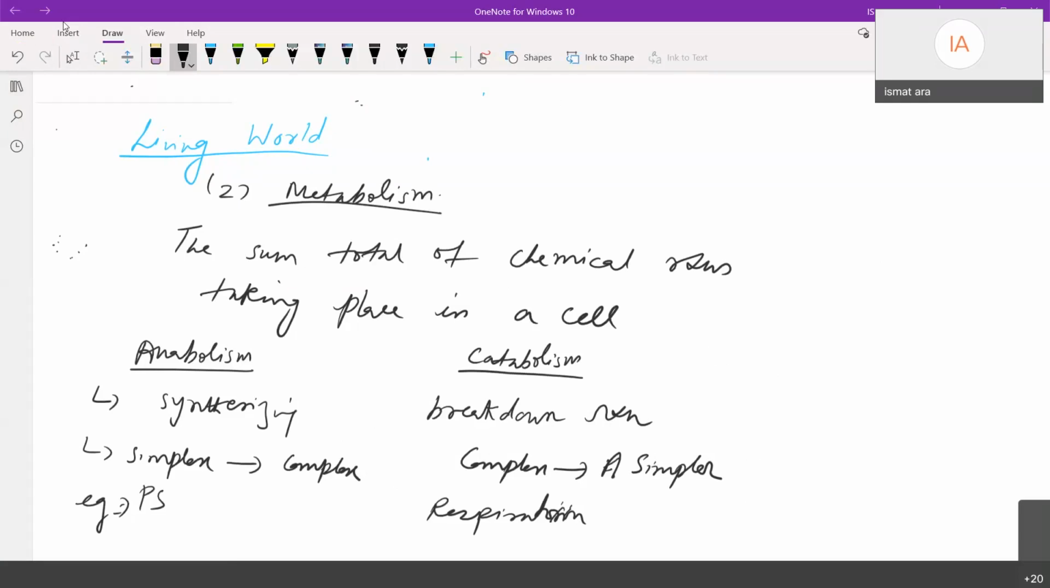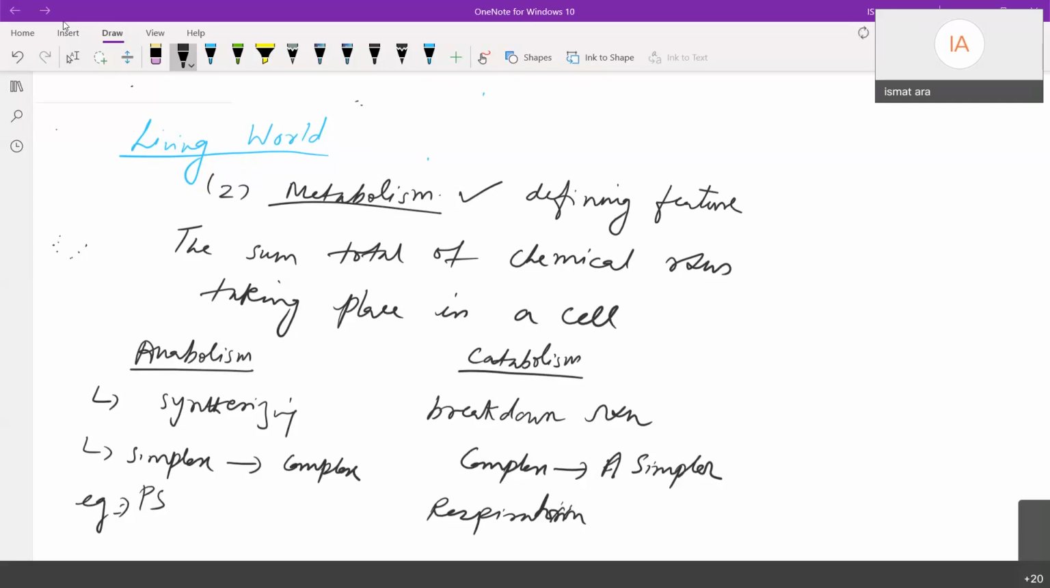Metabolism is a defining feature or not? See, metabolism is unexceptionally present in all living organisms. If a living organism is there, it means metabolism should be there. And it is not present in non-living organisms. So from this we can conclude that it is also a defining feature, students. No need to learn it.